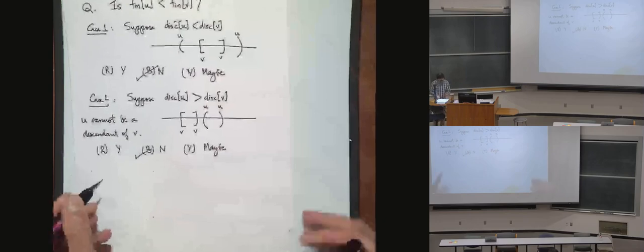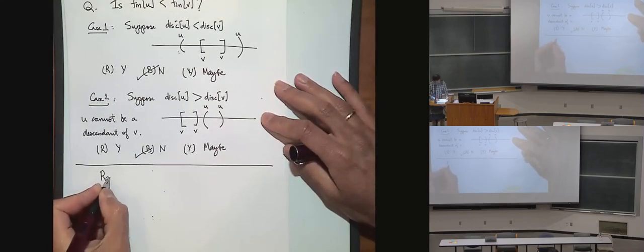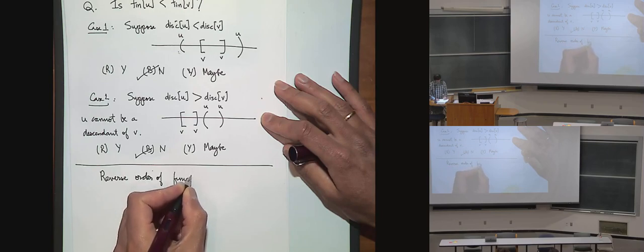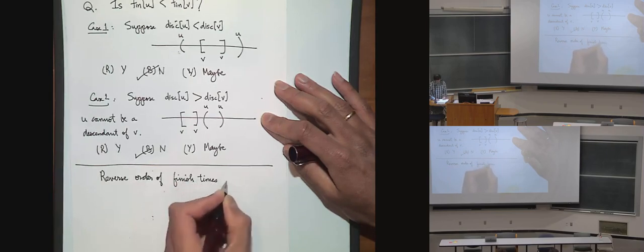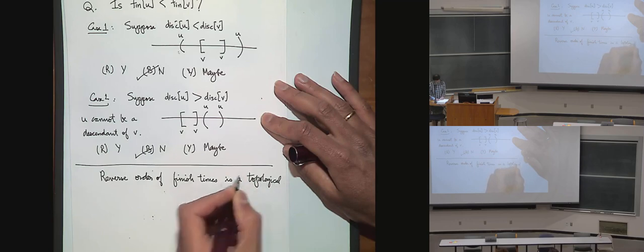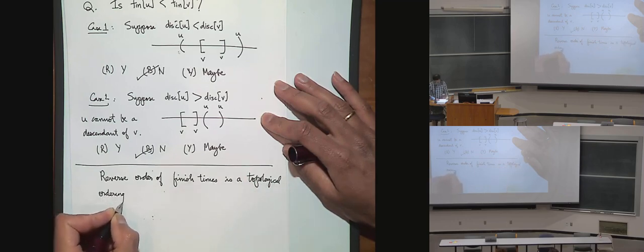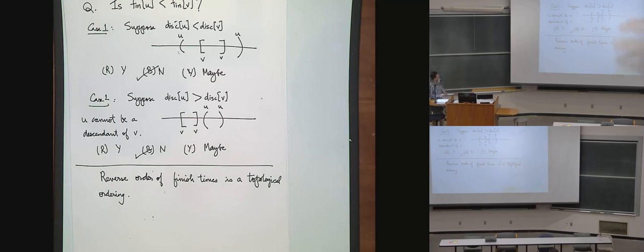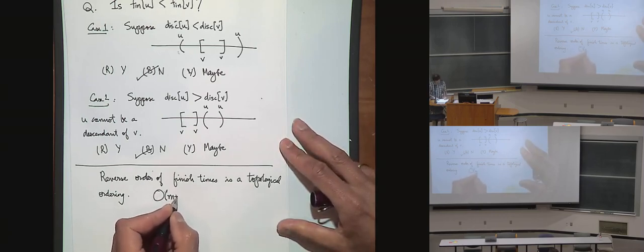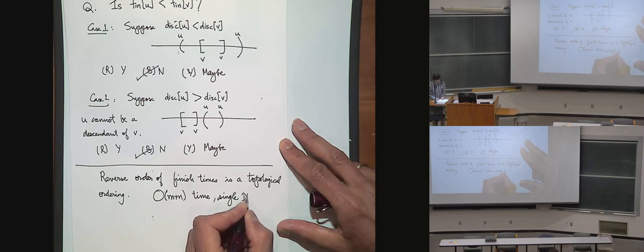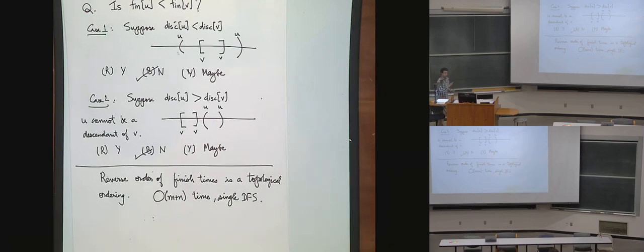So I'll write this down formally, right? I'm just saying the reverse order of finish times is a topological ordering. Okay? And this you can compute in O of m plus n time in a single depth first search. Okay? So this is how you do topological sorting.